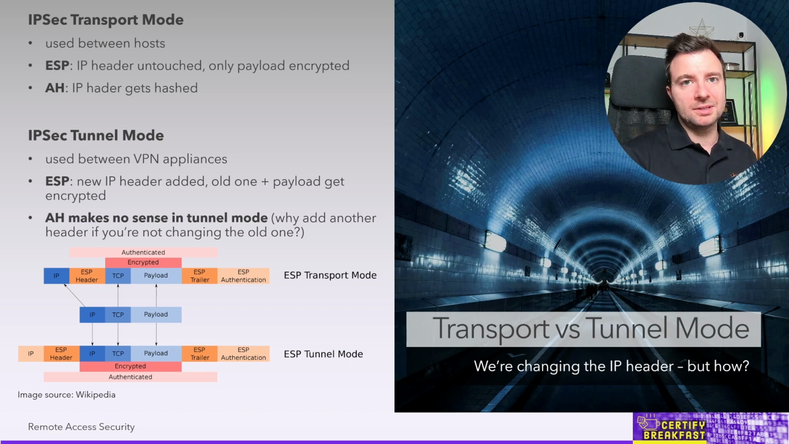One thing to note here is that AH doesn't make much sense in tunnel mode, simply because AH doesn't change the original IP header. So if you're not changing it, there's no reason to add another one, all right? If you're not losing the original one, why waste MTU space and why waste networking bandwidth by adding an additional IP header when it's completely identical to the original one?